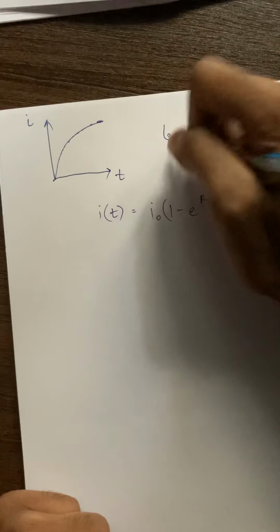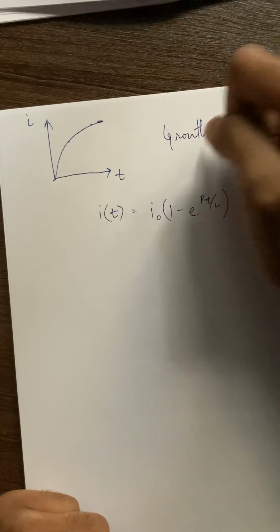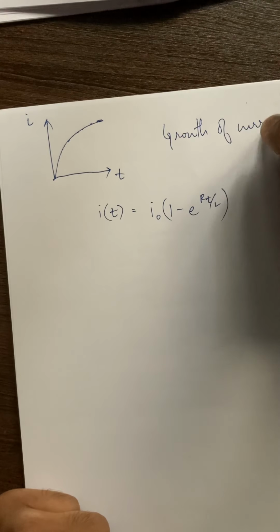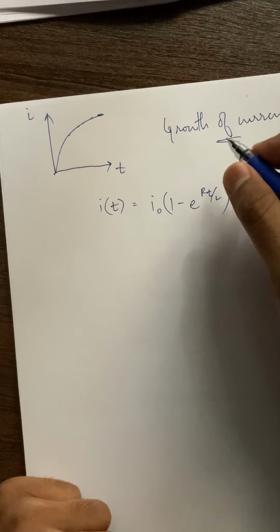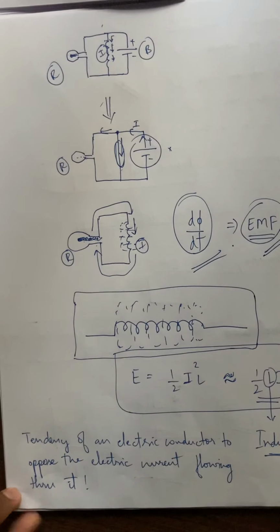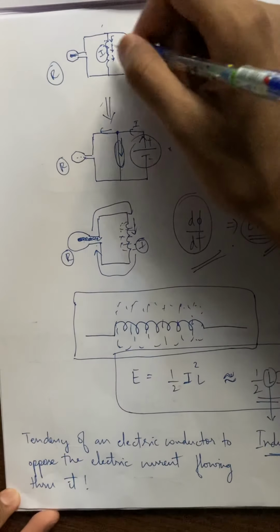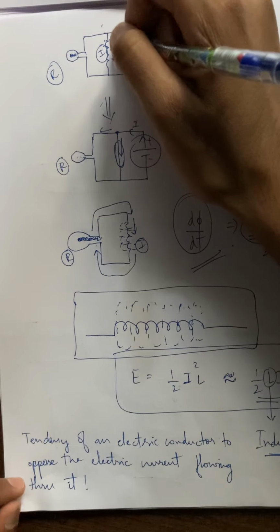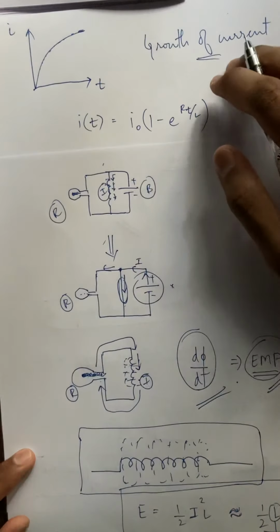Right. Now, this is growth of current. Let me write it here. Growth of current. Yeah, that's it. Now, this is when the battery is still there in the circuit. Where is the battery, guys? Okay, here's the battery. When the battery is connected, current steadily starts flowing. This constitutes the growth part.